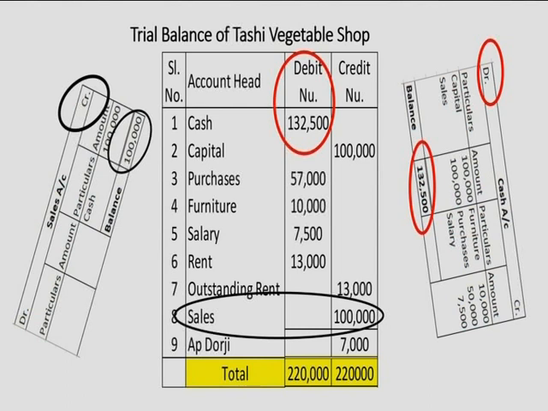Likewise, you have the sales account. Sales account balance is on the credit side, 100,000. And if you look at the trial balance, you can see sales 100,000 is recorded on the credit side. After posting all the ledger account balances in the trial balance, the totals of the trial balance should be equal. Total of the trial balance should always be equal. So this is how we post from journal to ledger, and from ledger to trial balance.